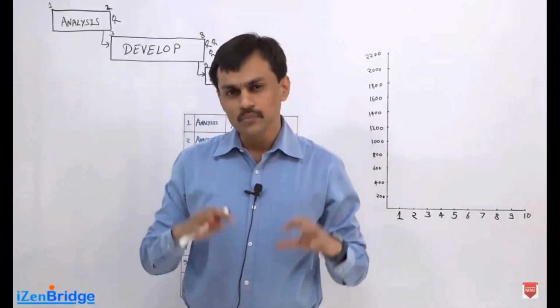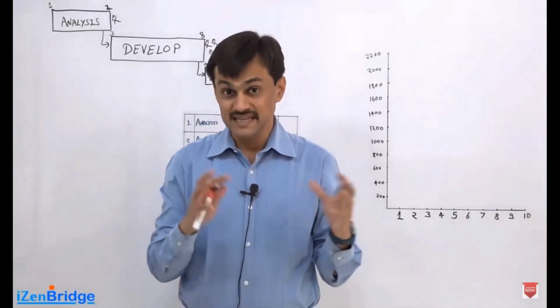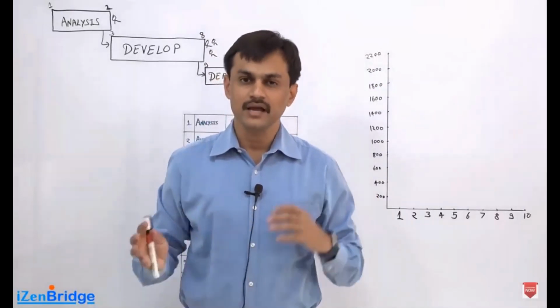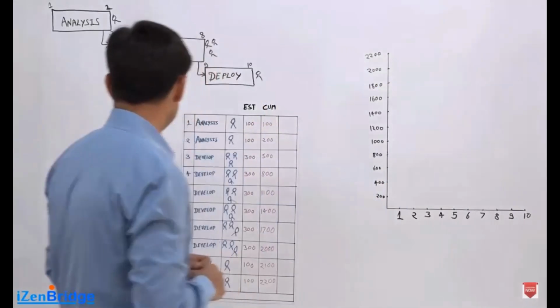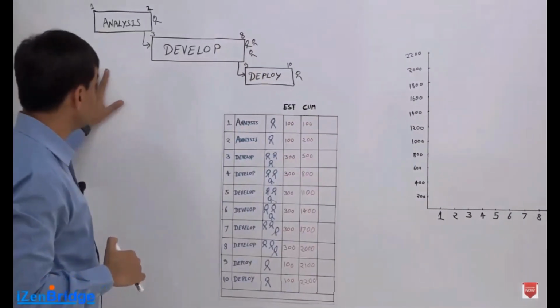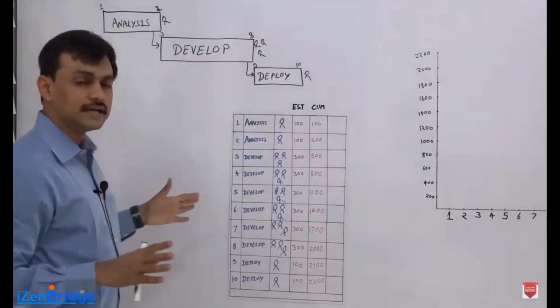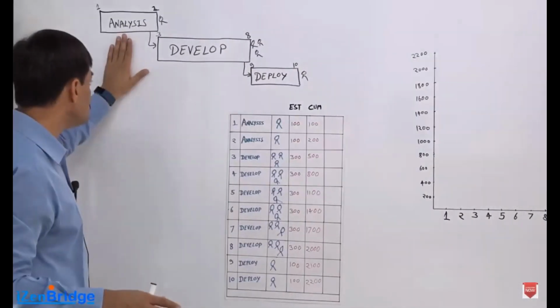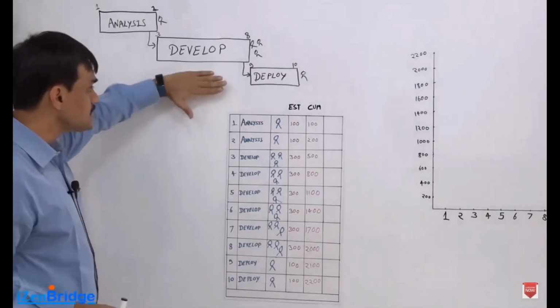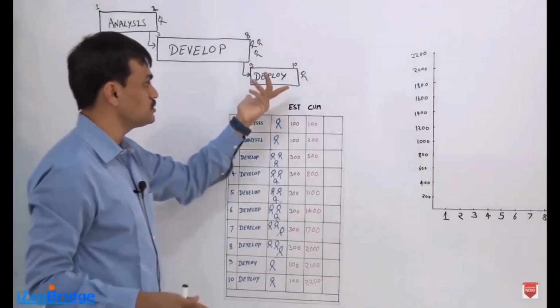So we get more details about creating the budget or determining the budget, and how we reconcile the funding limits with it. I'm taking a simple case. Assume that we are running a 10-day estimated project, which has 2 days of analysis, 6 days of development, and 2 days of deployment.